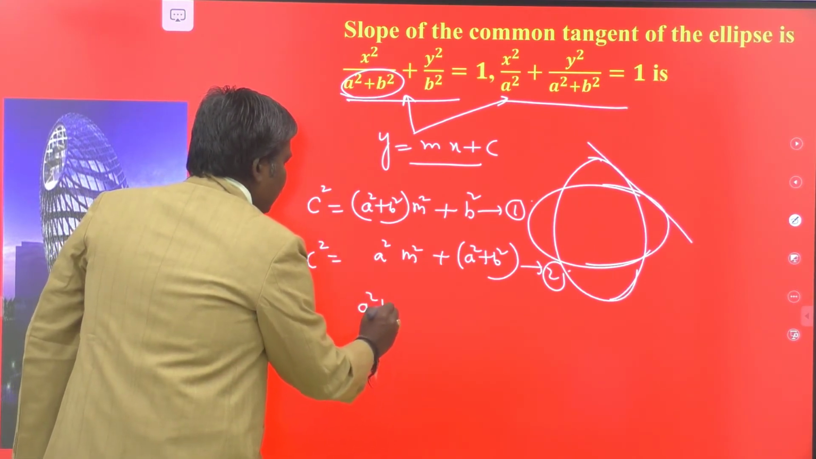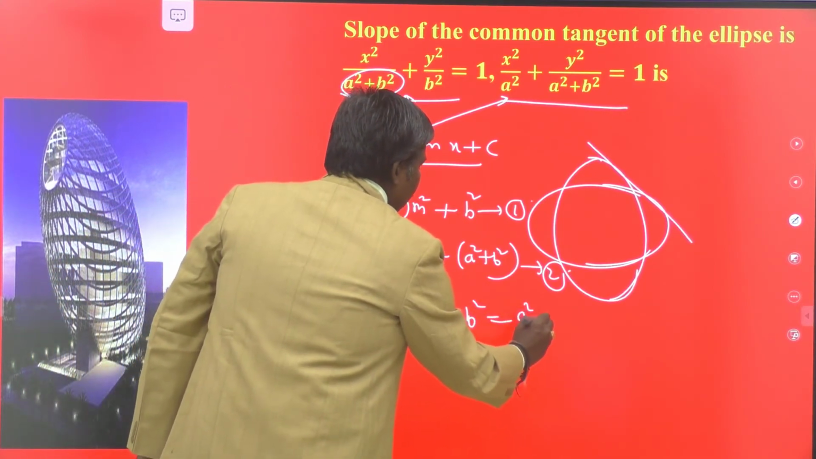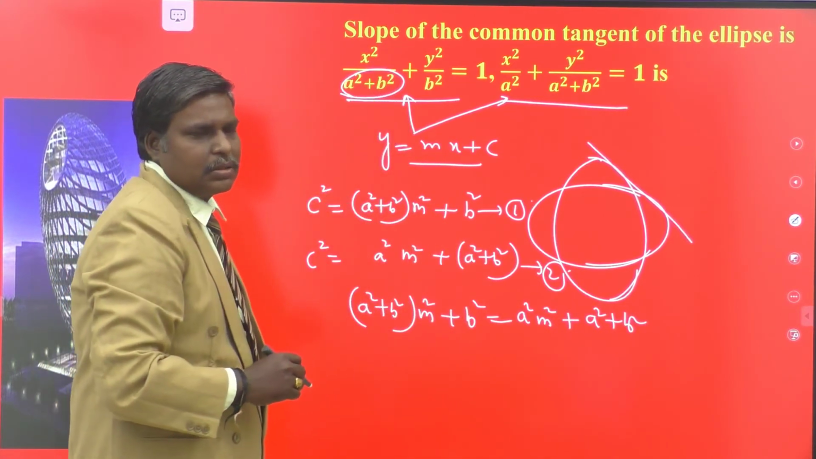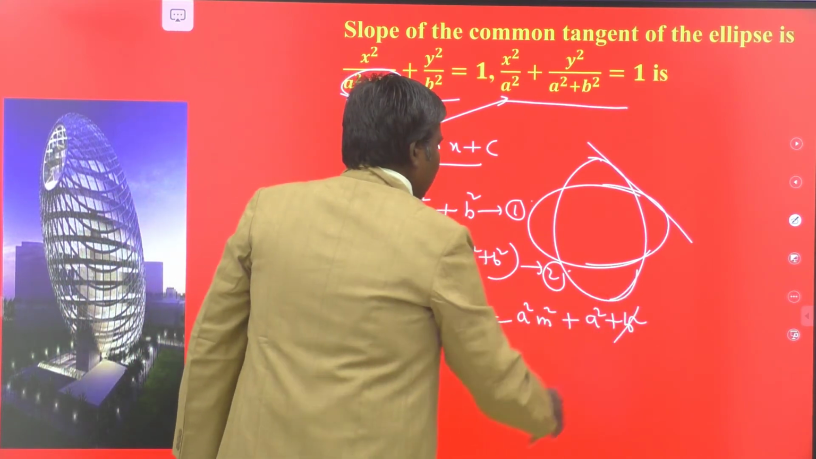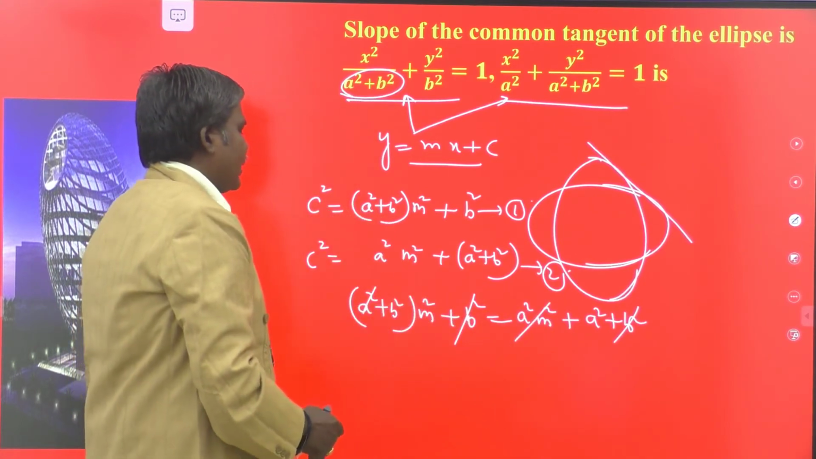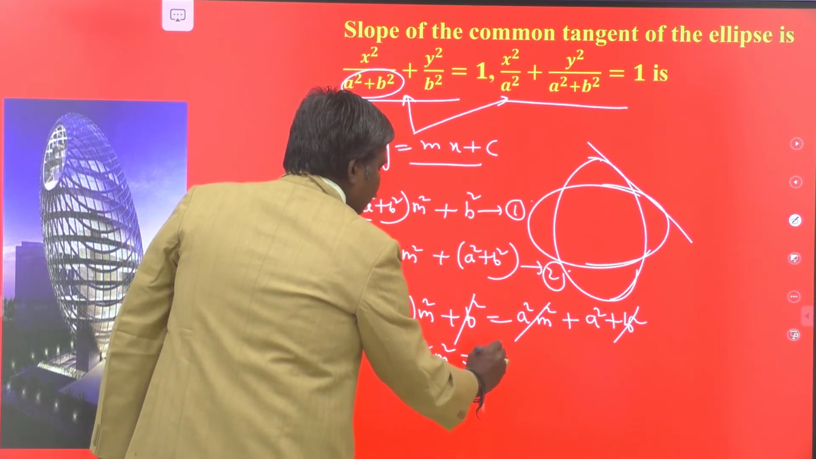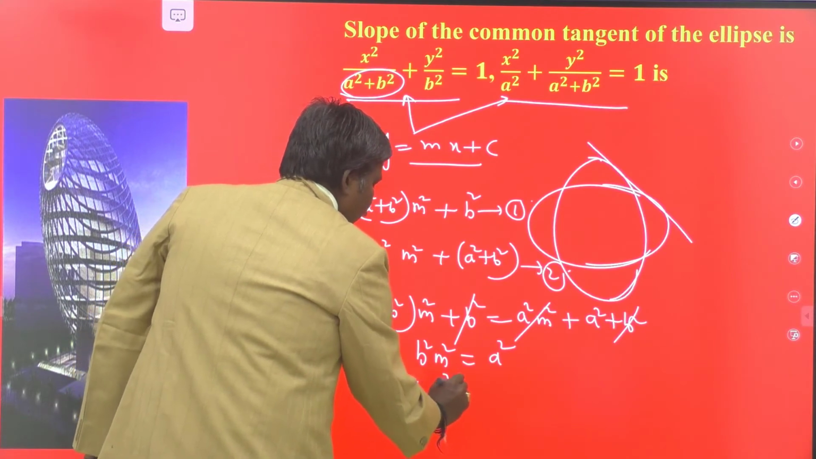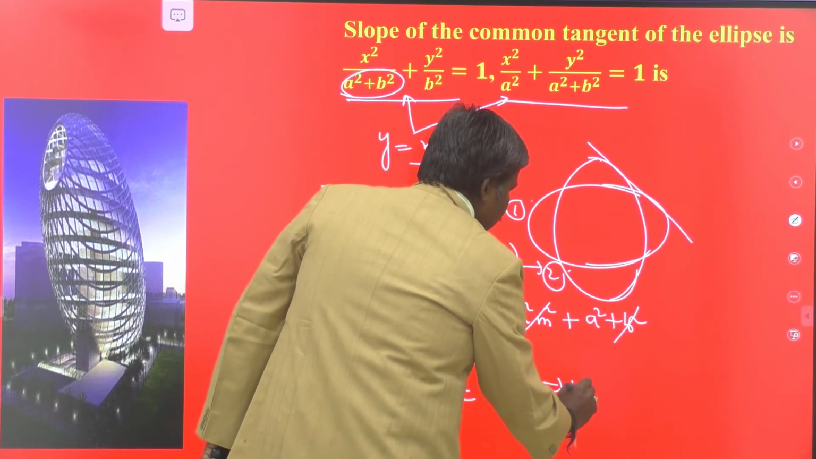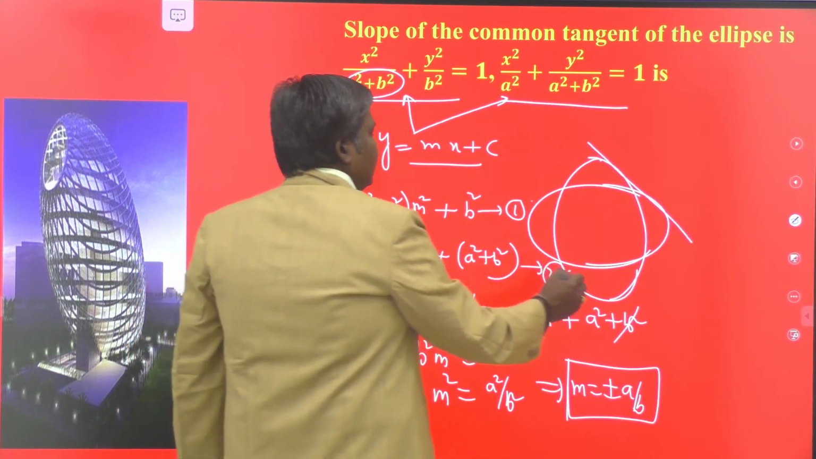So (a² + b²)(m²) + b² is equal to a²m² + (a² + b²), by equating both c². Clearly b² gets cancelled. a²m² is also there, and a²m² is also cancelled. The remaining thing is b²m² = a². This implies m² = a²/b², which implies m = ± a/b.